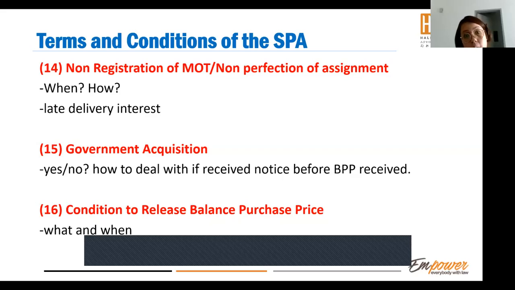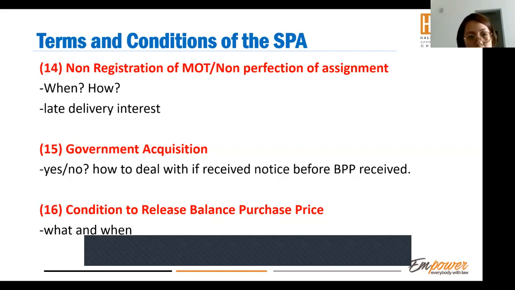If terminate, then the vendor has to refund all the monies received. If you want to proceed, then the vendor has to inform the relevant authorities of the purchaser's interest in this property or this land, and whatever compensation from the authorities for this acquisition belongs to the purchaser. But this is always subject to the balance purchase price being received by the vendor.